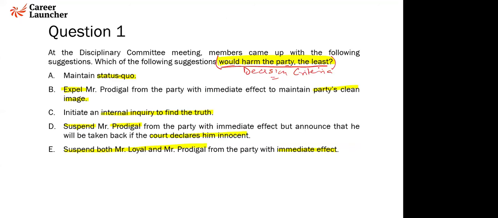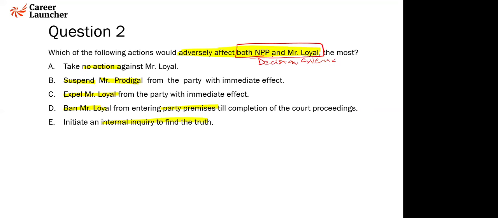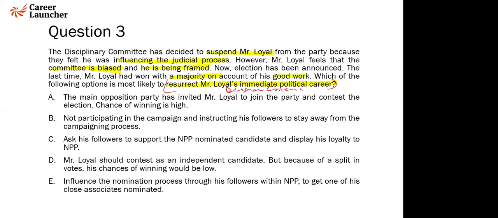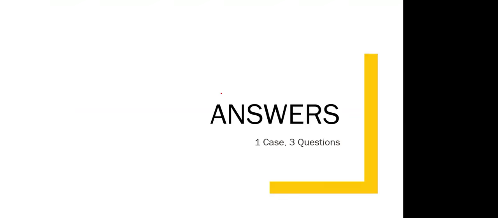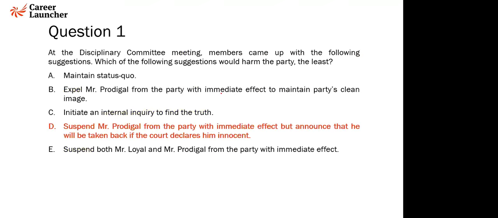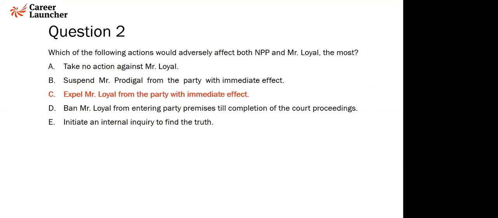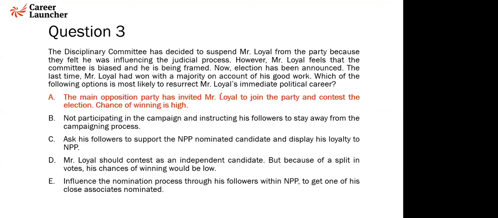So the first one was minimum damage to the party. The second one was maximum damage to the party and Mr. Loyal. Third is resurrection of Mr. Loyal's career. Now, let's go to the answers. Just for the record, you can note down the answers: choice D, C, and A.